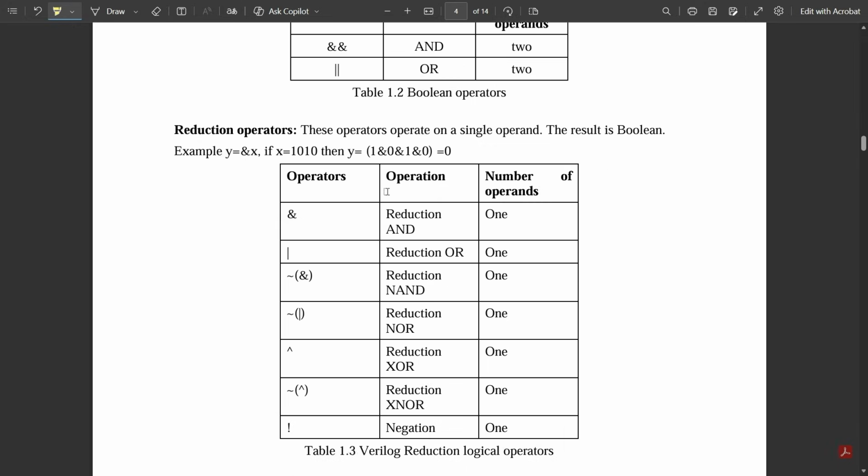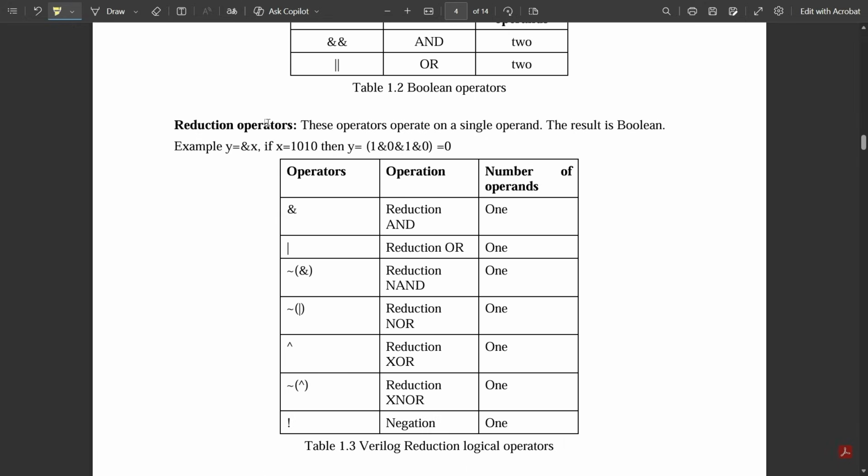One more we have, that is called reduction operators. These operators operate on a single operand. The result is Boolean. Whatever result we get, that is Boolean. One example they have given, you see here, if y is equal to AND of x, if x is 1010, then y is AND of 1010. That is 1 AND with 0 AND with 1 AND with 0. For each bit you need to perform the AND operation all together, and you would get the answer as 0. Okay, so this is the reduction operators.